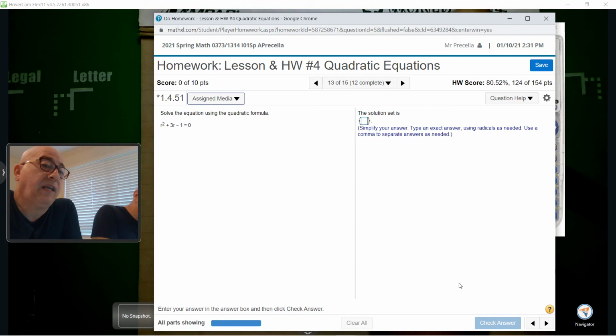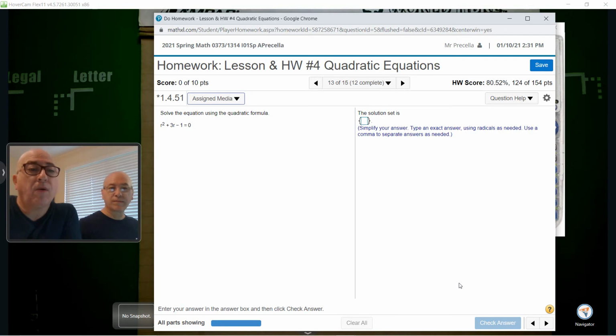Even if it didn't say use the quadratic formula, you could convince yourself pretty fast it can't be factored. Notice it's already in standard form, isn't it?